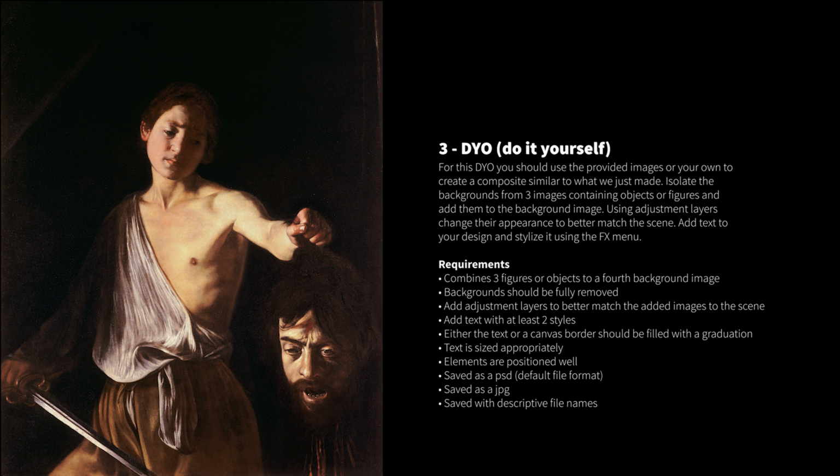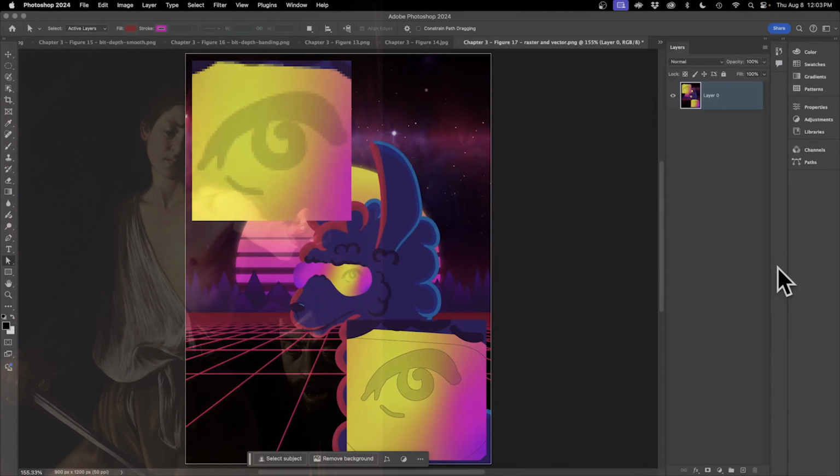Add text. Your text should use at least 2 styles. Your text, or you can add a border, should be filled with some sort of gradation. Text should be sized appropriately, elements positioned well, and then save a PSD and a JPEG with a descriptive file name like chapter 3 done DYO or something else like that. Again, the goal is to make it so it's easy to understand what that file is later.